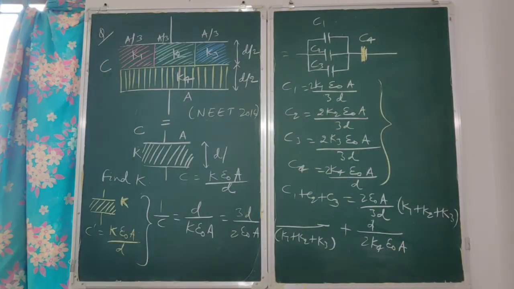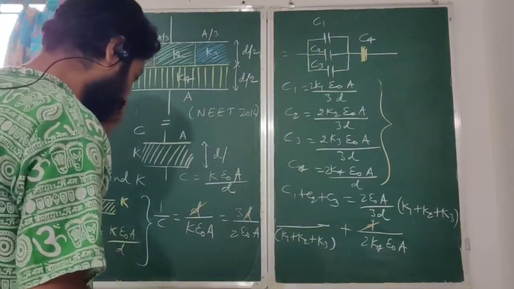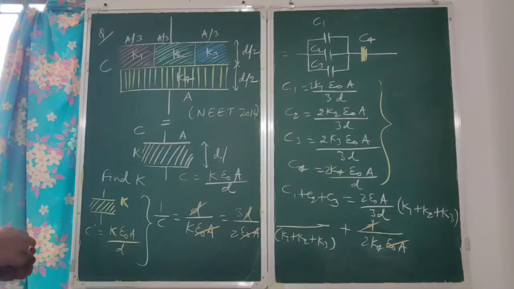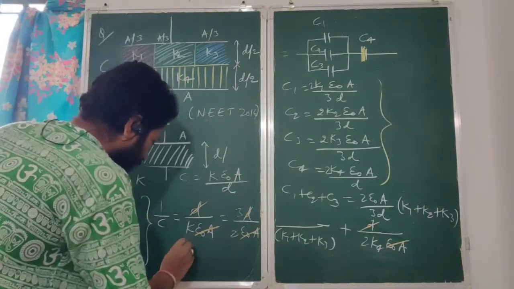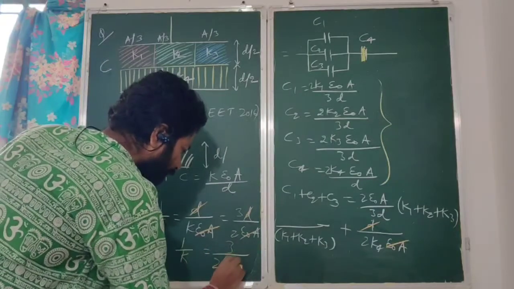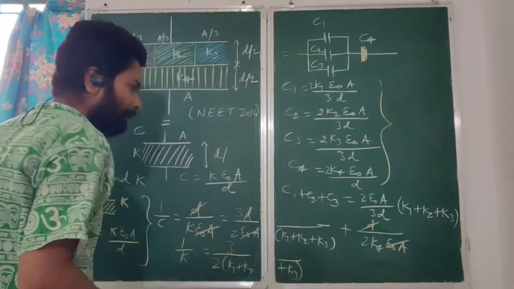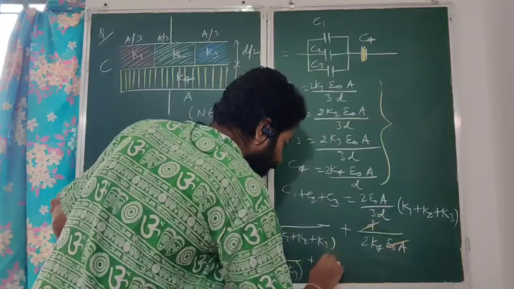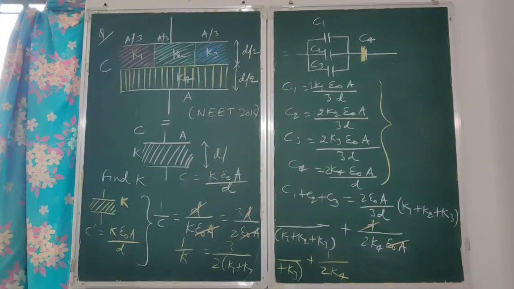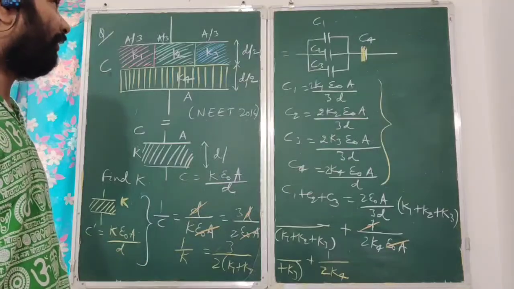So now from here, see what is the common term? D, it gets cancelled. Anything else? Epsilon naught A, that also we can cancel out. So what is the final relationship we are getting? We are getting 1 by K is equal to 3 by twice of K1 plus K2 plus K3, plus 1 by twice of K4. So you can take 2 on this side and then you can get the correct option. So this will be the answer for this question.